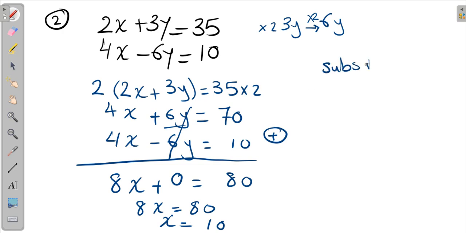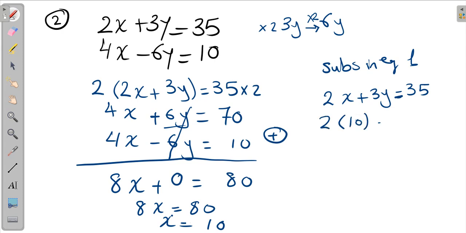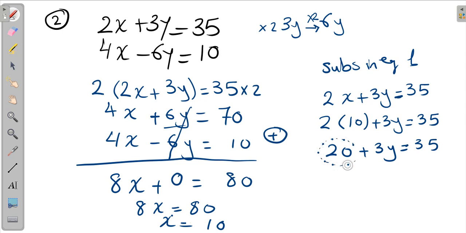Substitute in equation 1. 2x plus 3y equals 35. Replace x with 10: 2 times 10 plus 3y equals 35. 20 plus 3y equals 35. First, get rid of 20 by sending it to the other side by subtraction. 3y equal 35 minus 20.